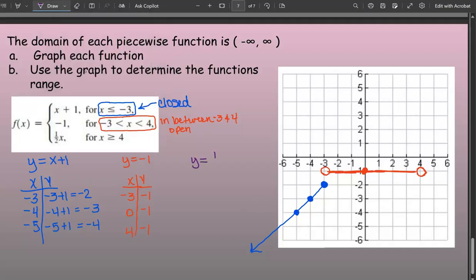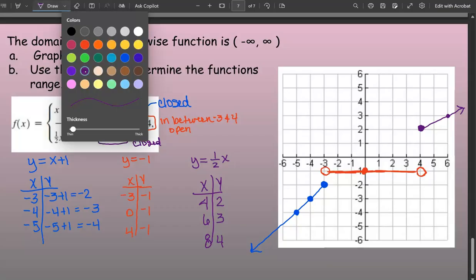And last but not least, I have 1/2 x, building my table. I'm going to choose values that are bigger than 4, but I'm also going to choose values that are even. And I say even because if I have to multiply it by half, I don't want to have to deal with fractions. And so at 4, I know that this is going to be closed. So half of 4 is 2, half of 6 is 3, half of 8 is 4. So I've got 4, 2, and I know that it's closed. 6, I'm at 3. And I'm already off the graph. And there is my piecewise function.